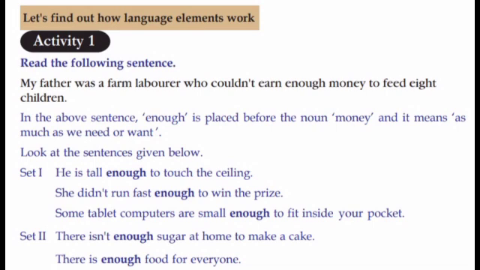Activity 1. Read the following sentence. My father was a farm laborer who couldn't earn enough money to feed 8 children. In the above sentence, enough is placed before the noun money, and it means as much as we need or want. Is it clear, children?